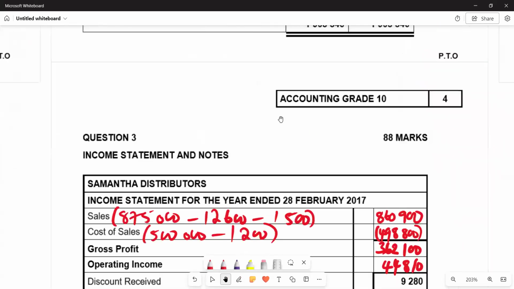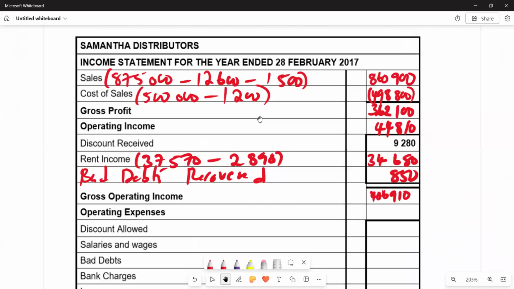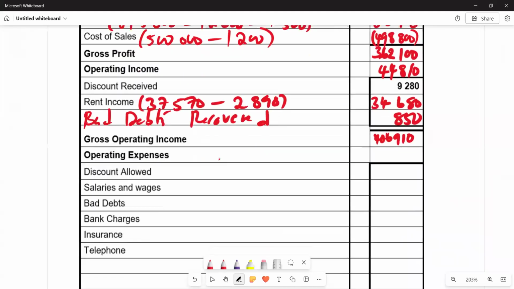So let's go there. As the adjustments, we are saying discount allowed 800 minus 80. And that's when you are going to get your 720.